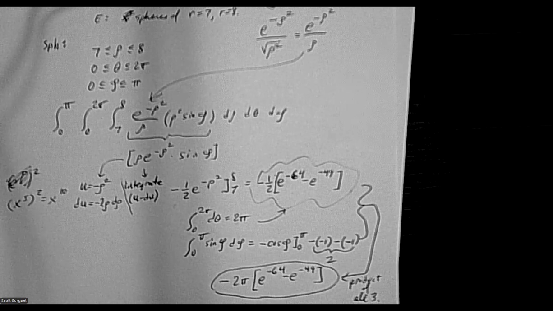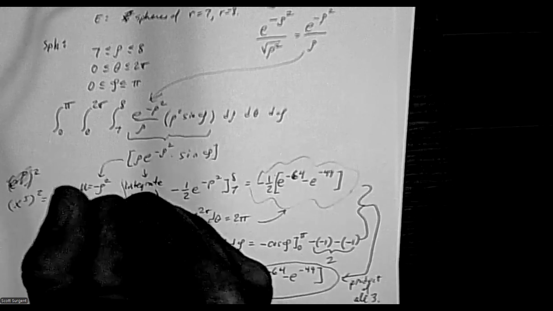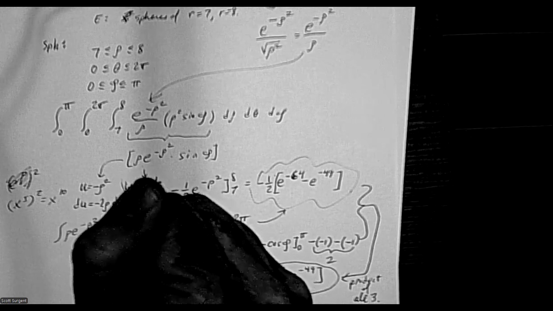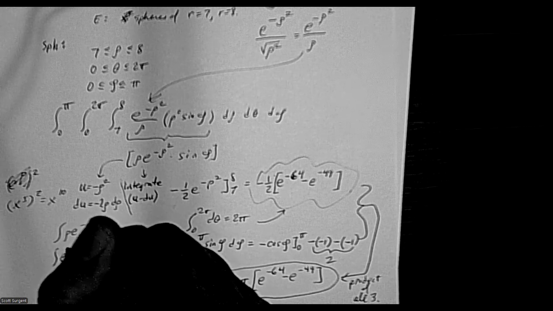So you would set u to the power negative rho squared. Yep. The derivative is negative 2 rho d rho. Yep. And what you're going to do is take the integrand, which currently is rho e to the negative rho squared d rho, and make some substitutions. This becomes e to the negative u.